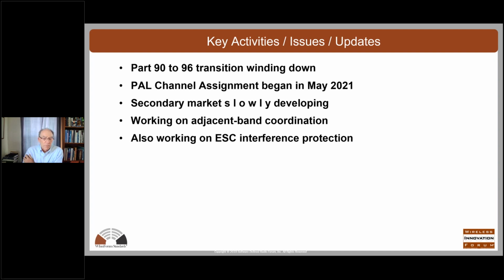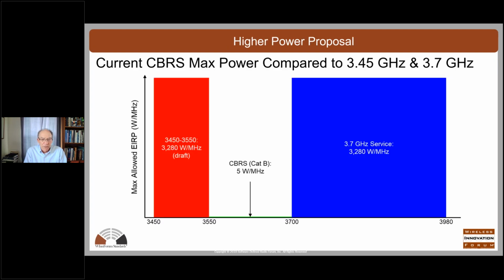As I mentioned, the adjacent band coordination is happening now, or at least we're working on protocols to do that. I don't know that SASs have been pinged yet to do any coordination, but we're available and ready. And as Andy said, I think Andy talked about WISPA zones, we're also working on the ESC interference protection with respect to WISPA zones. So, next slide. And I'll try to spend a minute on the use cases.